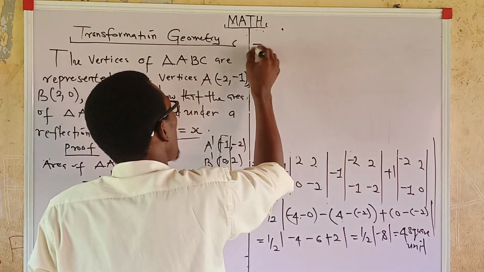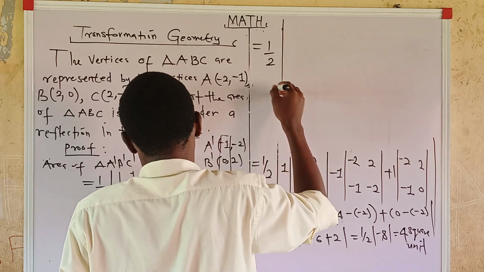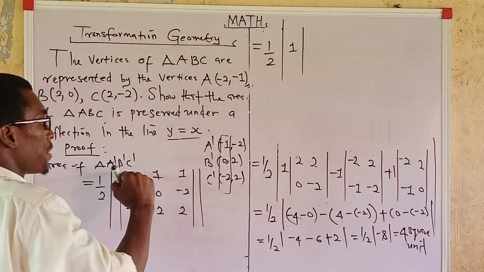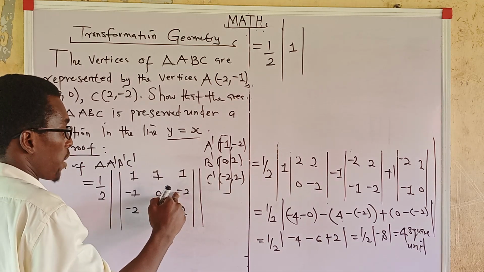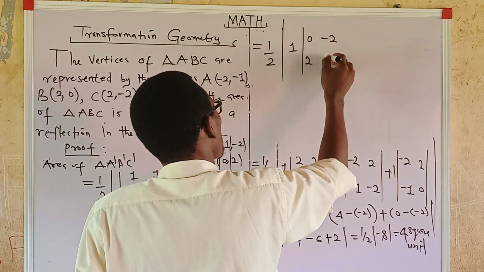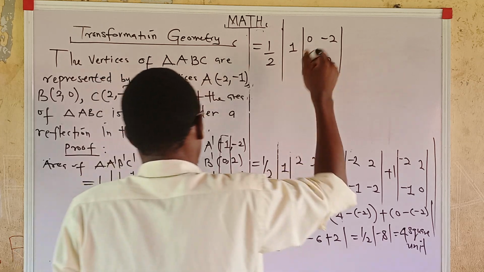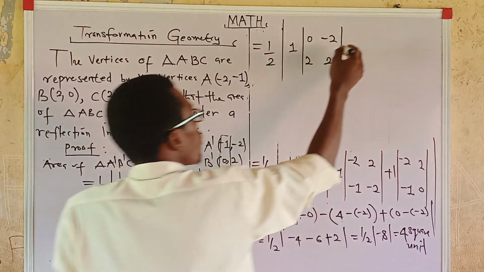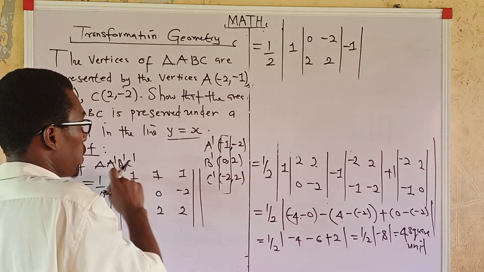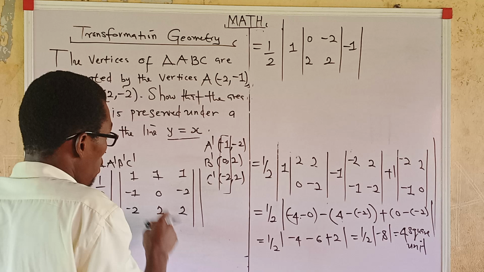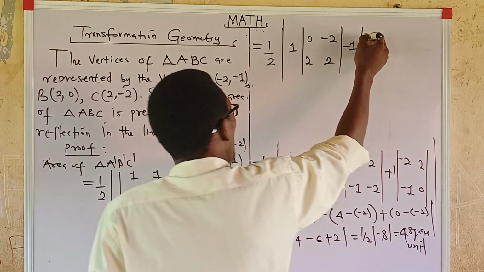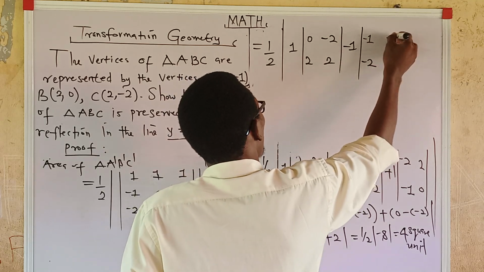So this is equals to writing half of the modulus of what you do, you write 1 again. Now if you block this column and this row, you'll be left with 0, 2, minus 2, 2. Right? So we have 0, 2, minus 2, 2. That will be the cofactor of 1. Then the cofactor of this 1 here is minus 1. Now to get the entries, we block this column and this row on which it lies. So when we do that, we have minus 1, minus 2, minus 2, 2.